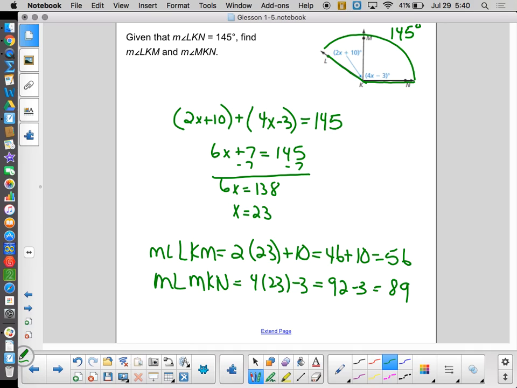Now, before we move on, though, I want to point out one thing. How many of you, when you looked at this picture, initially thought angle MKN was going to be 90? Because it looks like it's 90. But when we calculated it, it's actually only 89. This is a great example of when not to make an assumption. I can't assume just because it kind of looks like a right angle that it's going to be a right angle. It was close, only 1 degree away, but it is not a right angle. So do not make that assumption unless you see that little box in the corner that indicates that yes, you can make that assumption. Be very careful.